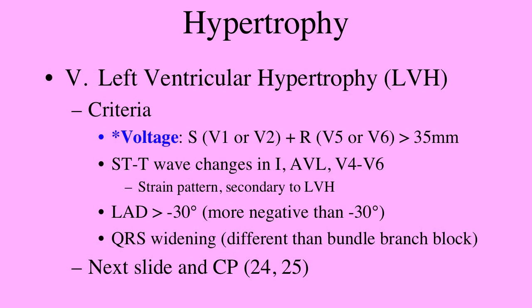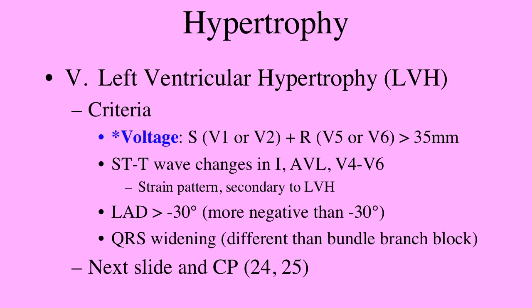That's on the PowerPoint slide too, where you have something like negative 35, negative 40, negative 45, negative 60 would be axis deviation. So use the skills that you had before to determine axis on EKGs, and then you can decide if there's hypertrophy that way too. And then oftentimes you have QRS widening, which, we haven't studied bundle branch block yet, but it's usually a wider QRS. It's kind of different than bundle branch block.